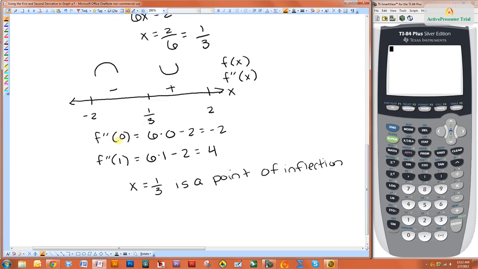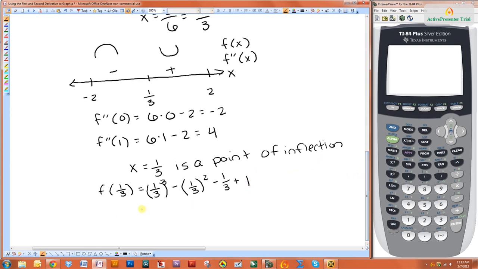Now you probably will need to find the y value that goes along with this x value, and you do that by plugging it into the original function. Okay, let me double check, make sure that's right. Yes, that's the original function. Now when you evaluate all of this, you'll get 16 over 27. So if you want to represent this point as an ordered pair, it would be (1/3, 16/27).